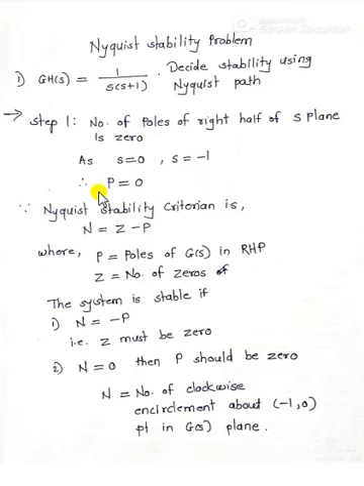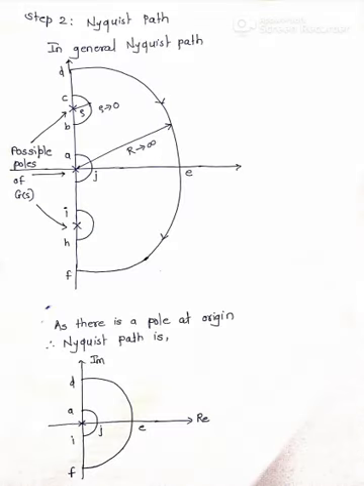plane. So here P means what? As we already know, P means poles of G(s) in the right half of the S plane. But here not a single pole is lying in the right half of the S plane. That's why P is 0 here. Then next we will move further.